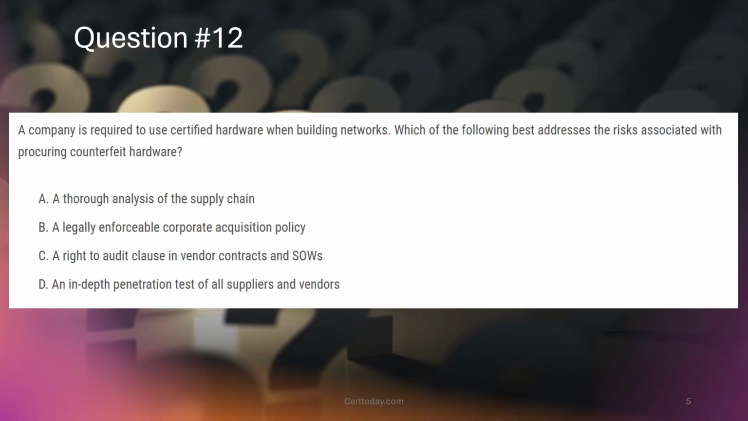Question 12. A company is required to use certified hardware when building networks. Which of the following best addresses the risks associated with producing counterfeit hardware? A, a thorough analysis of the supply chain. B, a legally enforceable corporate acquisition policy. C, a right to audit clause in vendor contracts and SOWs. Or D, an in-depth penetration test of all suppliers and vendors.